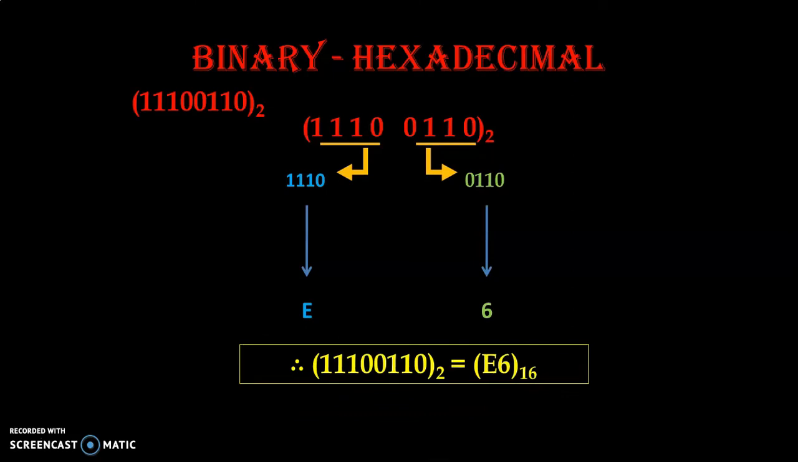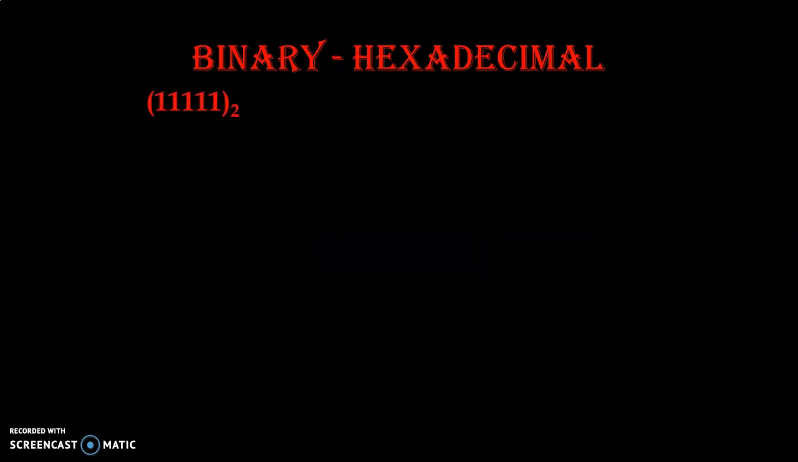So for a given binary number, we can write equivalent hexadecimal number as E6, right? We have most significant bit, that is E, and 6. So we can write E and 6. That is our equivalent hexadecimal number. Same way, we can take another example.